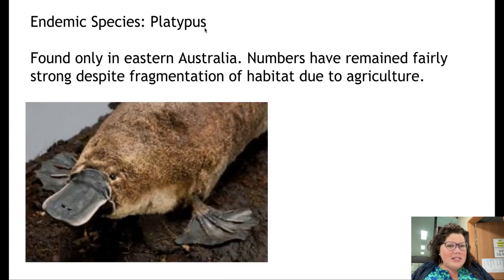Another one, the platypus. Australia is full of these endemic species, only in eastern Australia. And again, their numbers are strong. However, there's been a lot of fragmentation of that habitat. A lot of different roads being built or different communities coming in, breaking apart these habitats, for both agriculture and for housing. And so it alters that ecosystem, creating many more edge effects. And we talked about how that edge effect impacts our specialist species.